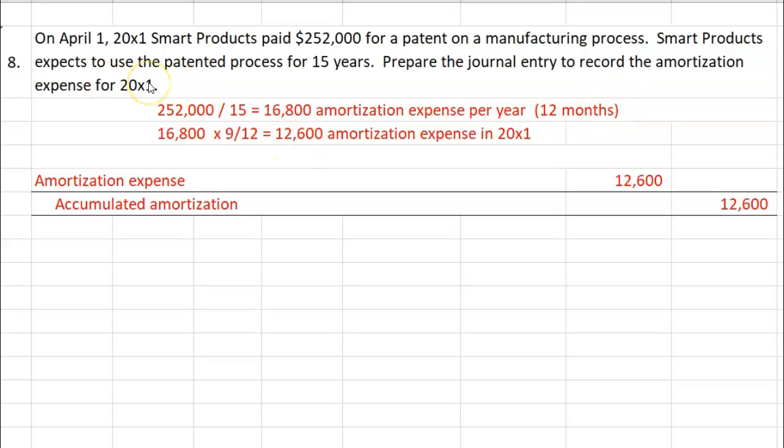In 20X1, we have only a partial year. We use the patent for 9 months, April through December. So $16,800 times 9/12, which would be the same thing as taking $16,800 dividing by 12 and multiplying times 9, and that equals $12,600 of amortization expense for 20X1. Debit amortization expense, $12,600. Credit accumulated amortization, $12,600.